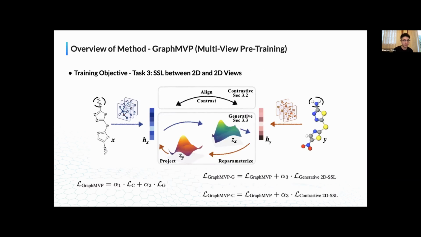And the last part of the GraphMVP loss is basically the self-supervised loss between the 2D and 2D views. Empirically we find that further incorporating this part of the loss will further increase the performance of the pre-training, the performance of your model. So essentially, in addition to using both the contrastive and generative loss between 2D and 3D views, we use a third part, which is either the generative or contrastive SSL between the 2D and 2D views. We find it's helpful.